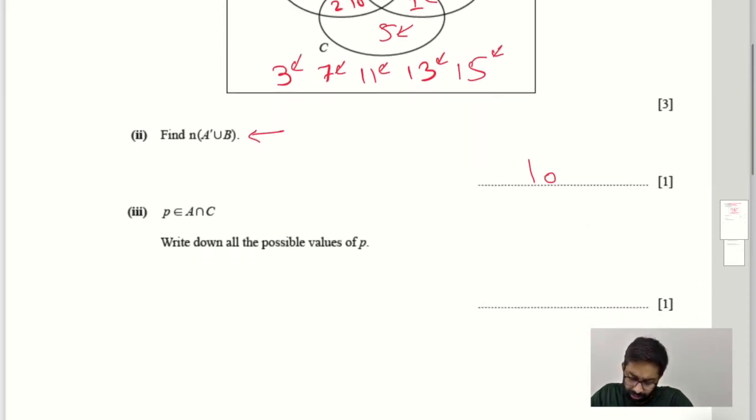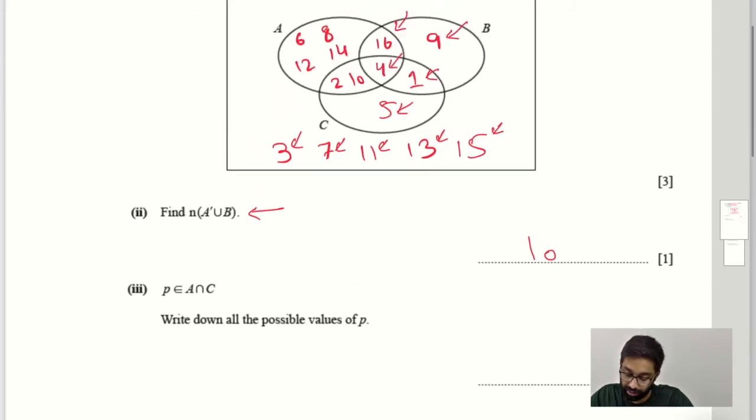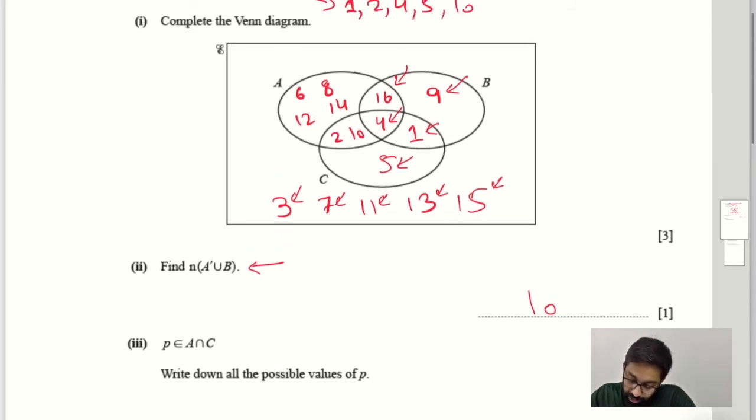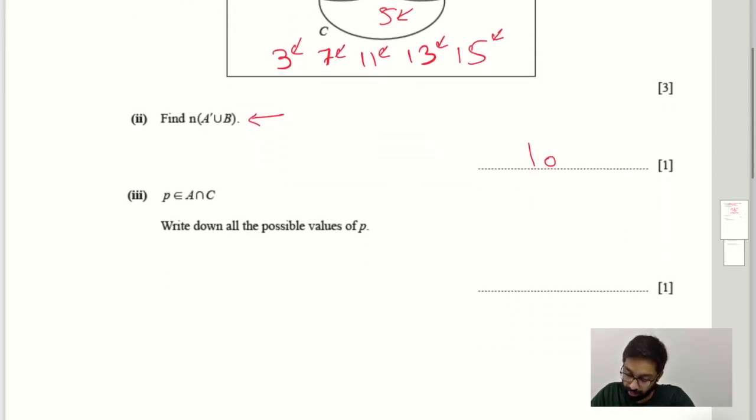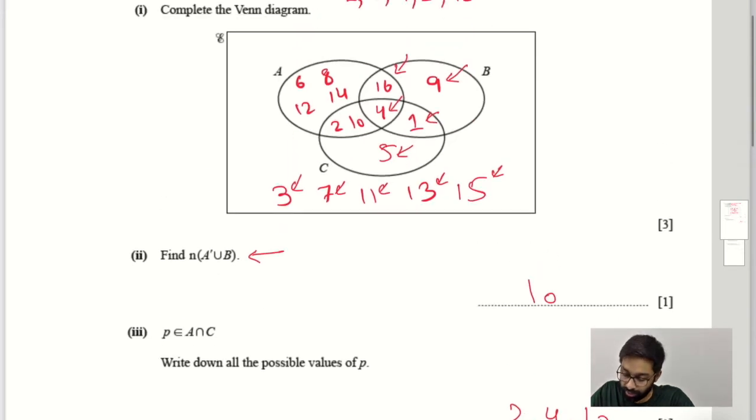The next part says find the elements of A intersection C. The only numbers that are intersecting between A and C are 2, 4 and 10. So we write 2, 4 and 10 here. So we're done with the first page.